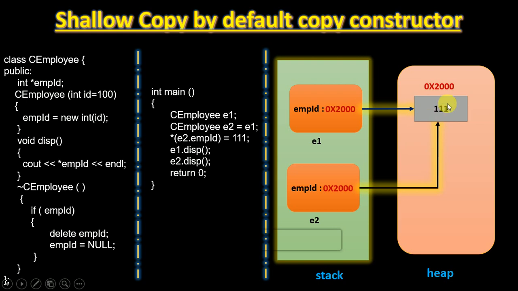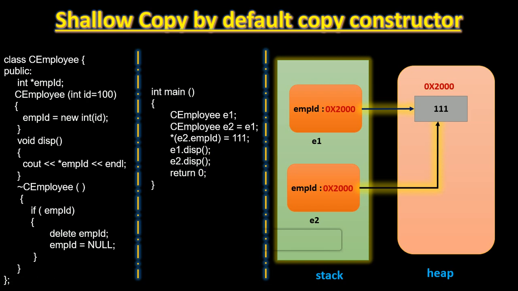So the value is modified now. Okay, 111. So instead of 100, now it is 111. Once it is done, what I'm doing is E1.display. In E1.display, I'm displaying EMP ID. So what is the value of E1's employee ID? That is 111. And what is the value of E2's employee ID? 111. That is the reason we were getting 111 here for E1 employee ID also, E2 employee ID also.